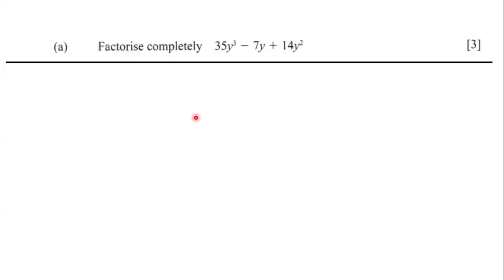Factorize completely the following expression. We have 35y cubed minus 7y minus 14y squared. Notice that we have 35, we have 7, and we have 14.